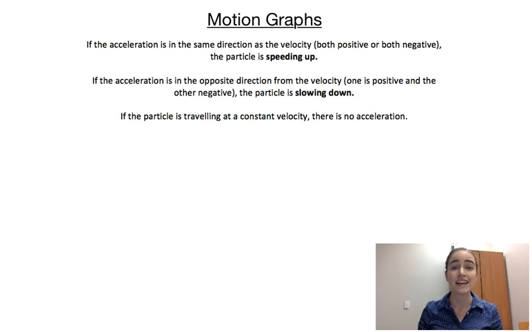The first thing is that if we have acceleration and velocity in the same direction, so either they're both positive or they're both negative, so they have the same sign, then that means that our particle is speeding up at that particular point. If the signs are different, so between acceleration and velocity, one's positive and one's negative, that means that our particle is slowing down. If the particle is traveling at a constant velocity, then that means that there is no acceleration.